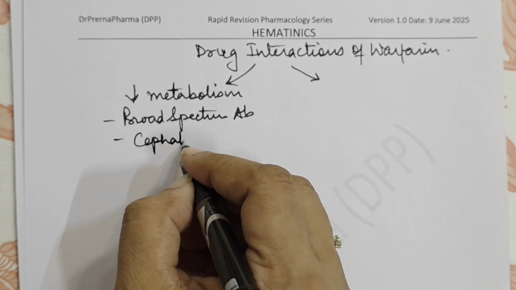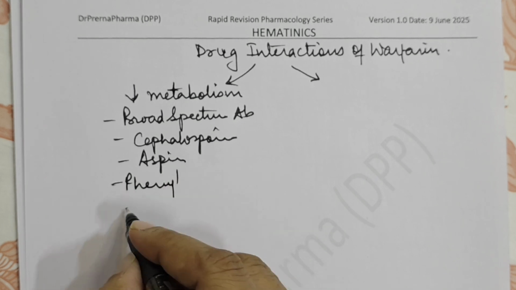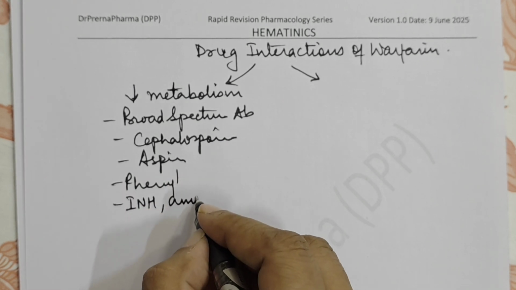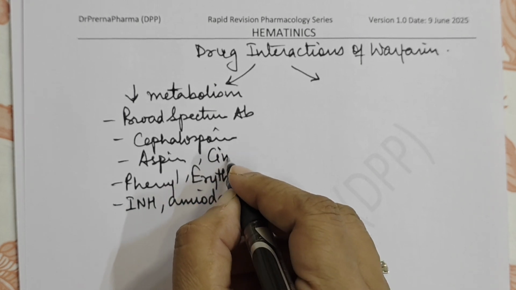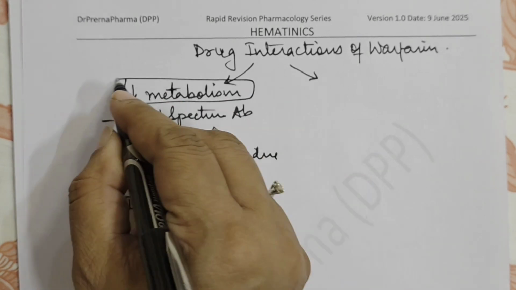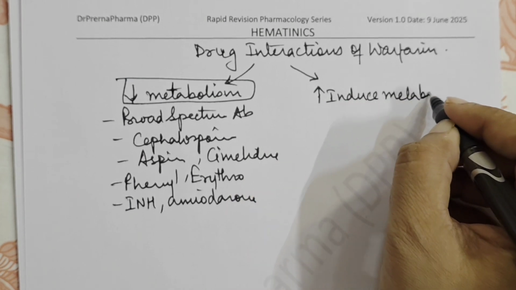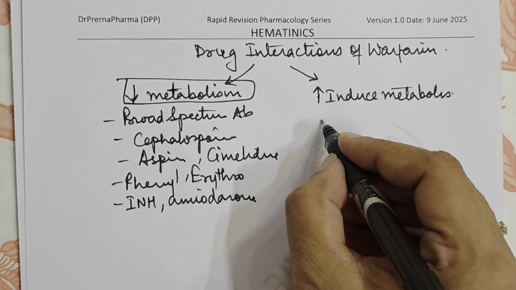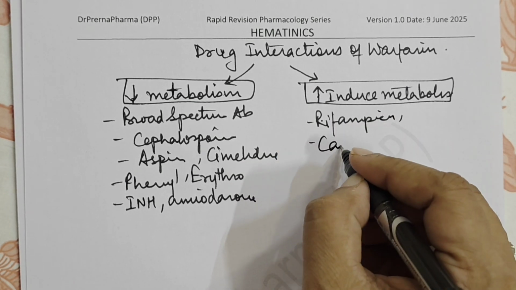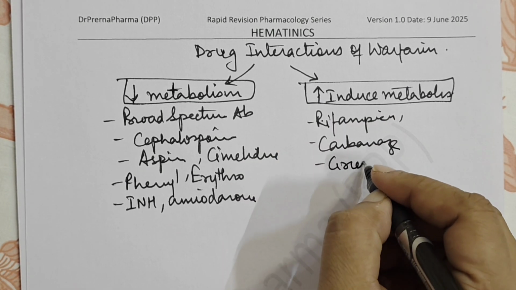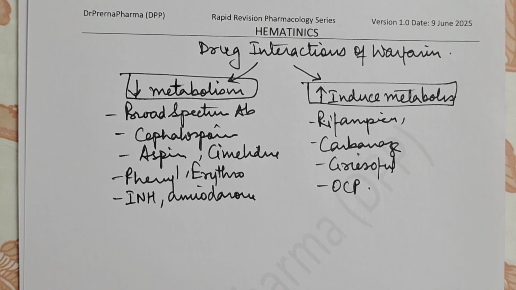We have cephalosporins. Then we have aspirin, phenylbutazone, isoniazid, amiodarone, then erythromycin, then cimetidine. So these drugs all inhibit the metabolism of warfarin. And the drugs which induce the metabolism: what are they? Rifampicin, carbamazepine, griseofulvin, OCPs. So these are the drugs which have interactions with warfarin.